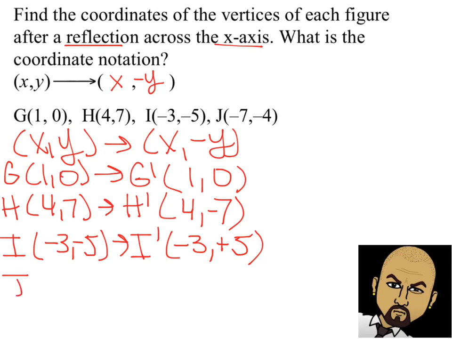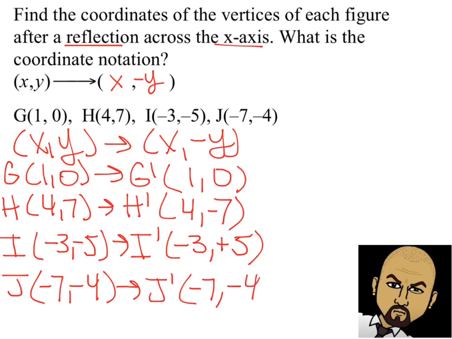Our last vertex is vertex J. We got the ordered pair (-7, -4). And that's going to give us J prime. Again, reflection across the x-axis. The x value stays the same, so it's -7 in the pre-image. And so the new coordinate is going to stay -7. And then the y value in the pre-image, the coordinate is -4. But because we're reflecting, it's going to become the opposite. And the opposite of -4 is +4.